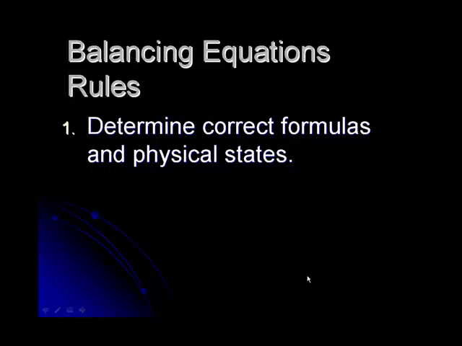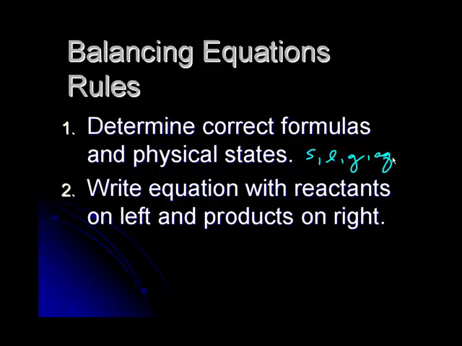The first thing you want to do is make sure you have the correct formulas and physical states. Physical states are the ones I taught you in the last section: solid, liquid, gas, and aqueous. Typically that's provided for you unless you're doing the advanced A and B work. You might have to figure some of that out on your own. You want to make sure you have the reactants on the left and the products on the right. Again, with the C work, this will already be done for you. Some of you will be learning how to write chemical equations from words, and so this is what you would be doing for those first steps.